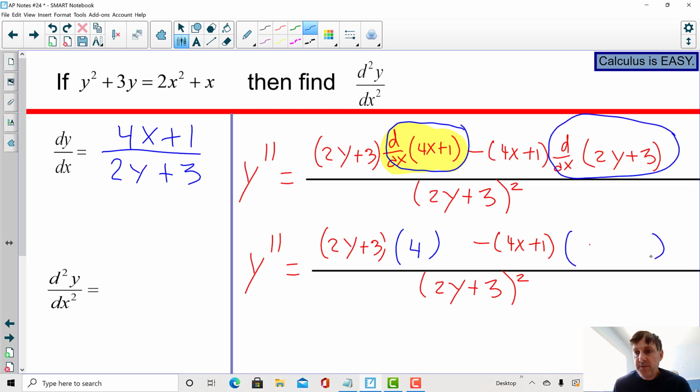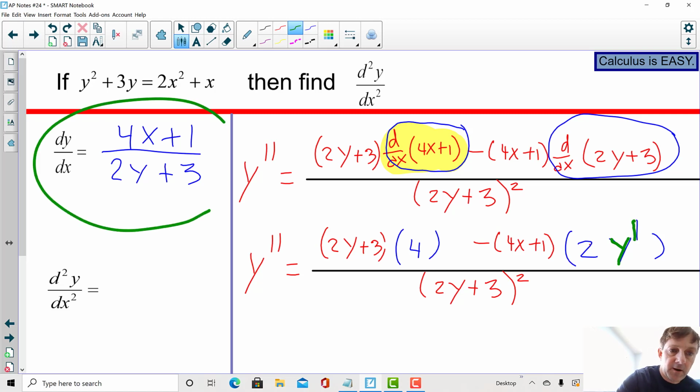The derivative of plus 3 is just 0, that does nothing. The derivative of 2y is going to be 2, but it's the wrong letter, so we're going to have to put y prime. Now we're basically done, except we're going to have to trade this y prime with whatever it says over here. It says y prime is 4x plus 1 over 2y plus 3. So we'll plug that in and then we'll be done.